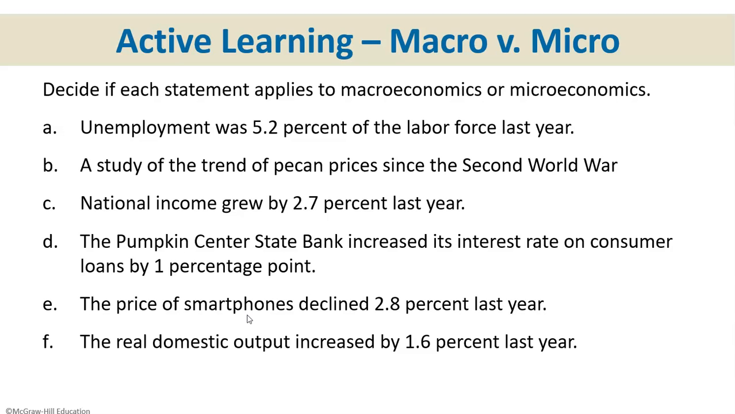That would be macroeconomics. And then F, the real domestic output increased by 1.6% last year. Real domestic output is actually what I just described. If they look at all the goods and services in the economy, and add them all up, that's what they call domestic output. So for F, we're looking at the whole economy, then that is macroeconomics.